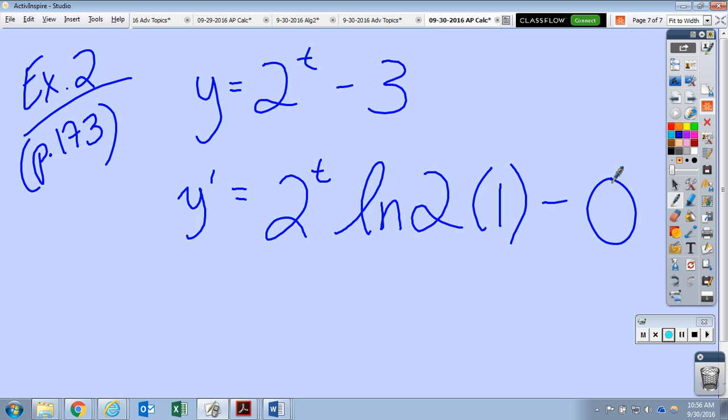What was the question about the quiz? Oh, if we were to do this on a quiz, would you care if we put parentheses around them? Is it easier for me to see if I put parentheses around, like, 2 to the t?